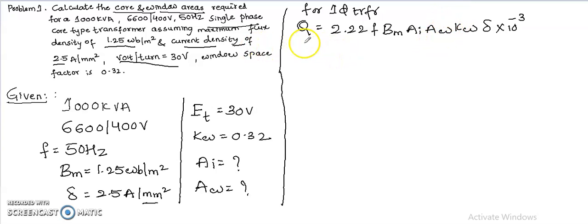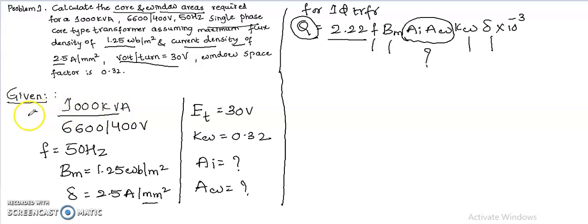So what things are given? 2.22 is a constant value. Frequency 50 Hz is given. Bm value is given. These Ai and Aw values we have to calculate. Kw value is given. Delta value is given. What about Q? This value is also given. It is the rating of the transformer. With the help of this, we have to calculate these two. But two values are there. How do we calculate two unknowns from one equation?